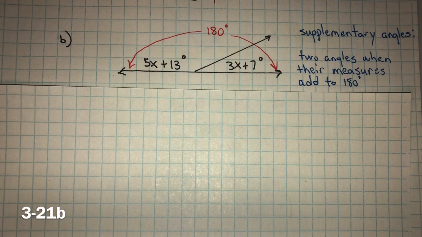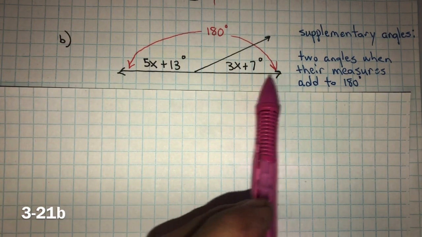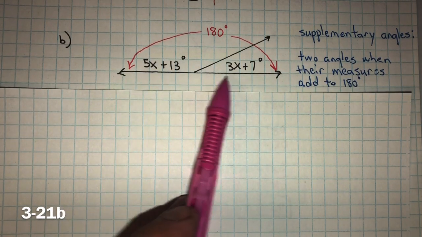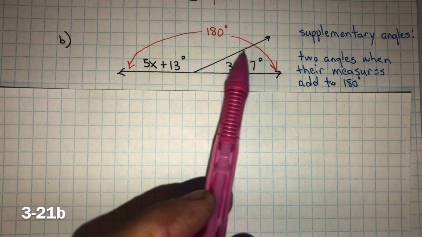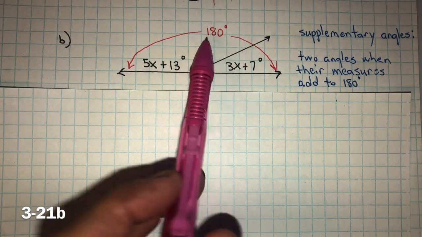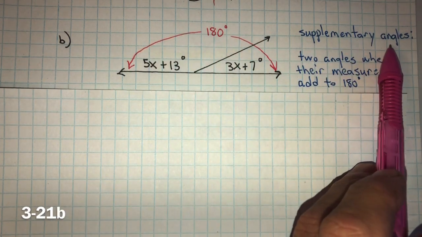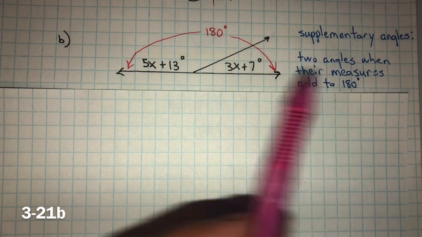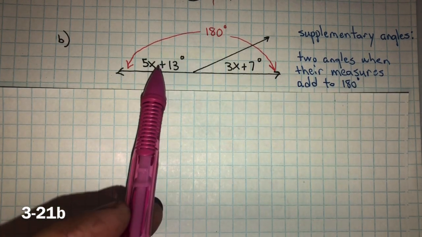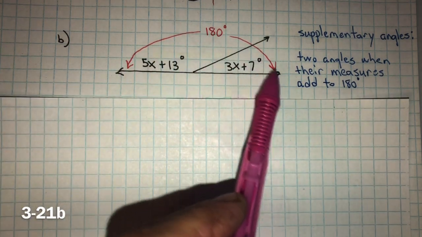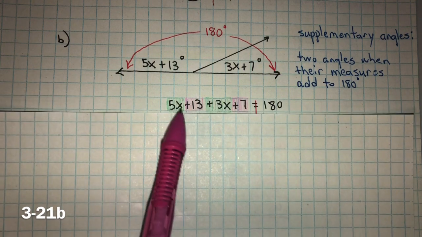Problem 321b, we need to solve for x. And here we have what's called a straight angle. A straight angle is 180 degrees. And the sum of these two angles, since these equal 180 degrees, they're called supplementary angles. And supplementary angles are two angles when their measures add to 180 degrees. So we have this obtuse angle plus this acute angle add up to 180 degrees.